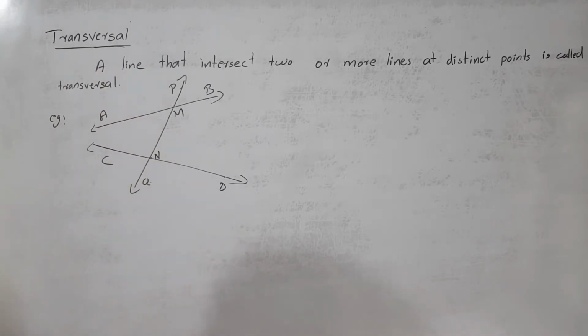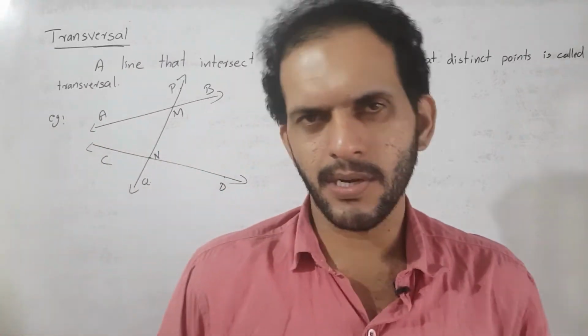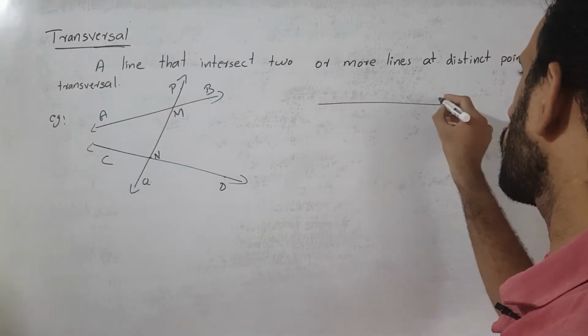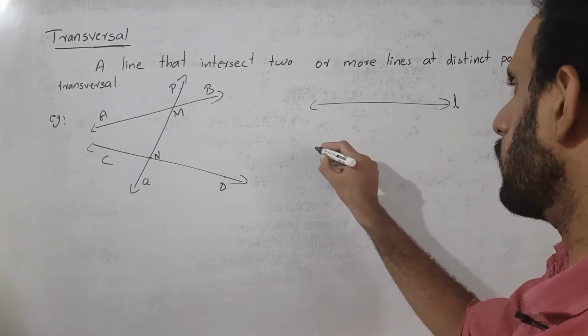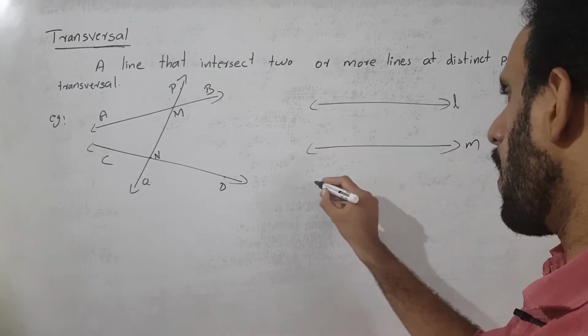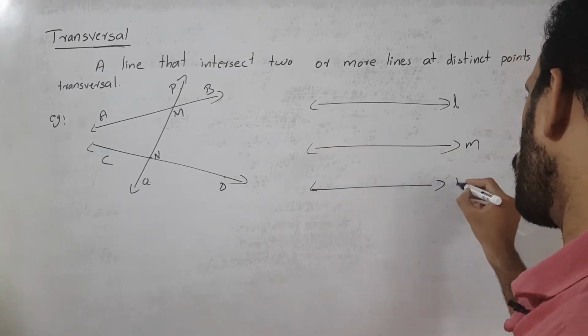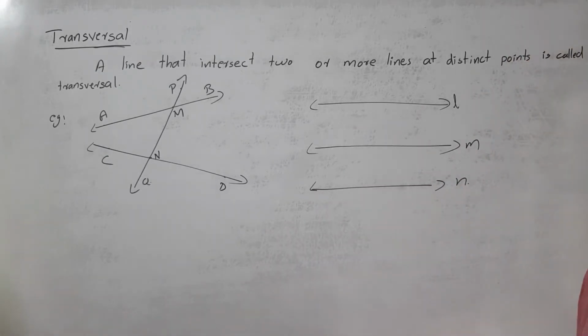So PQ is called the transversal of AB and CD. If we draw the lines, we name this one small letter l and this one small letter m. Okay, and this one is the line, the small letter n. Then l, m and n are the lines.